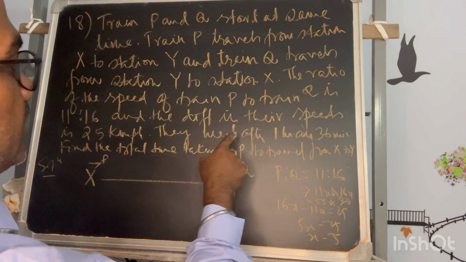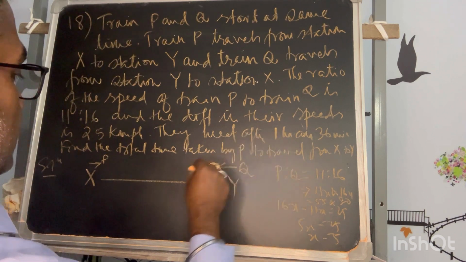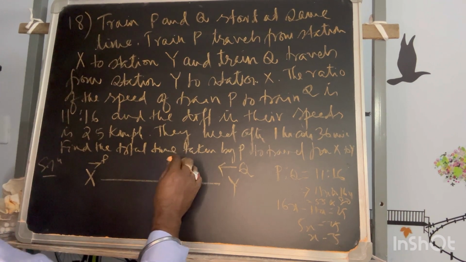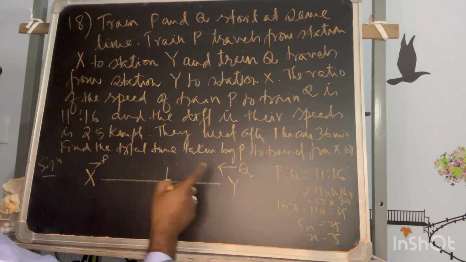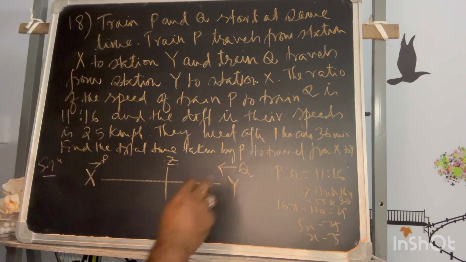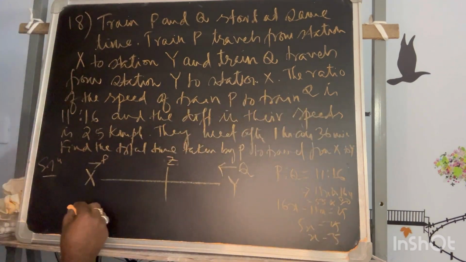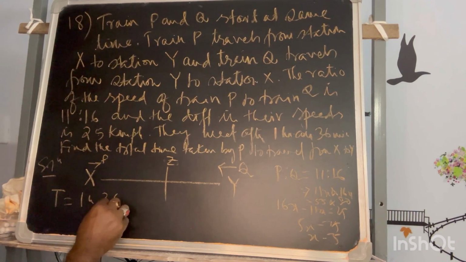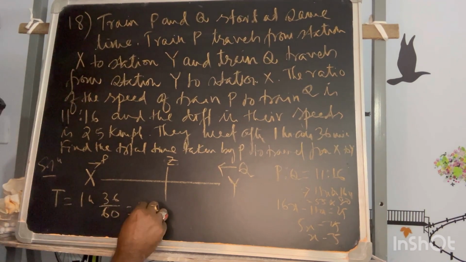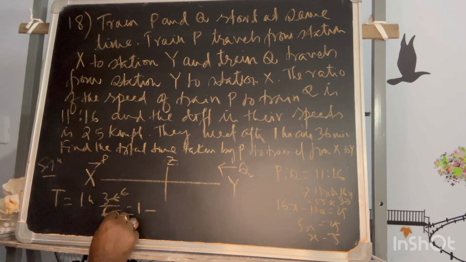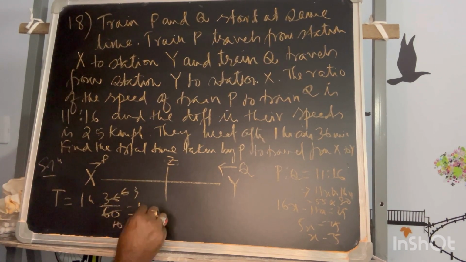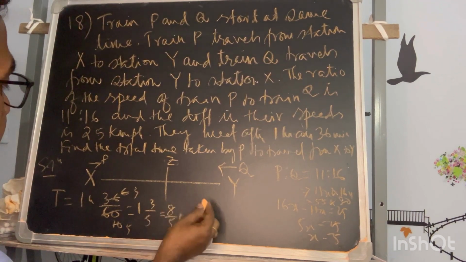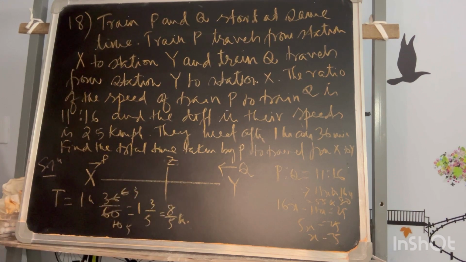They meet each other after, let's say they are meeting at some point, 1 hour 36 minutes. So that means the time at which they are meeting is 1 and 36 by 60, that means 1 and 3 by 5, that means 8 by 5 hour they are taking to reach the point where they will meet.